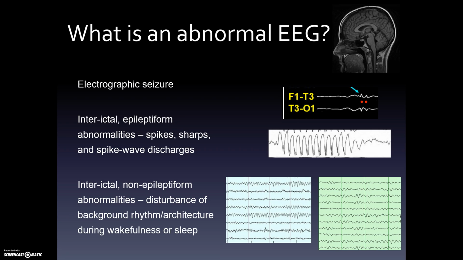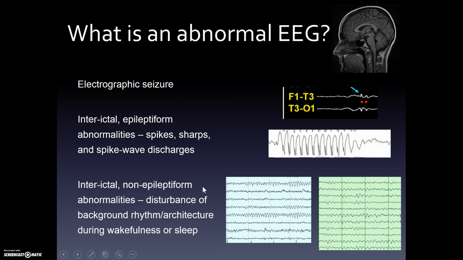So if there are spikes, sharps, or spike wave discharges at a time when an individual is not having a seizure, those are referred to as interictal epileptiform abnormalities. And you can see some of them here. This blue arrow is pointing to a sharp, which is an interictal epileptiform discharge. These here are spike wave discharges, which are also an abnormal finding.